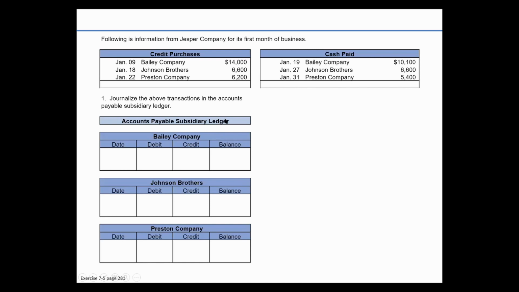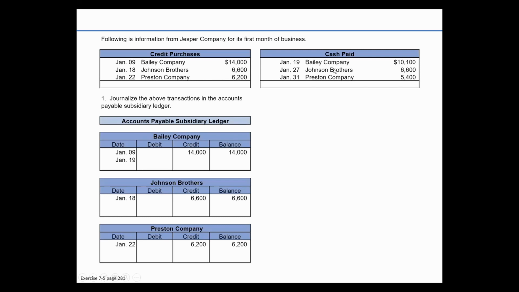because we owe them. So then we just record January the 9th, credit of $14,000. So they have a balance of $14,000 that we owe them. Johnson Brothers, we purchased from them on the 18th. So credit of $6,600, and then we still owe them that amount. And then on January the 22nd, from Preston, we had a purchase of $6,200, so we owe them $6,200. So then what we'll do is record the amount that was paid to them.